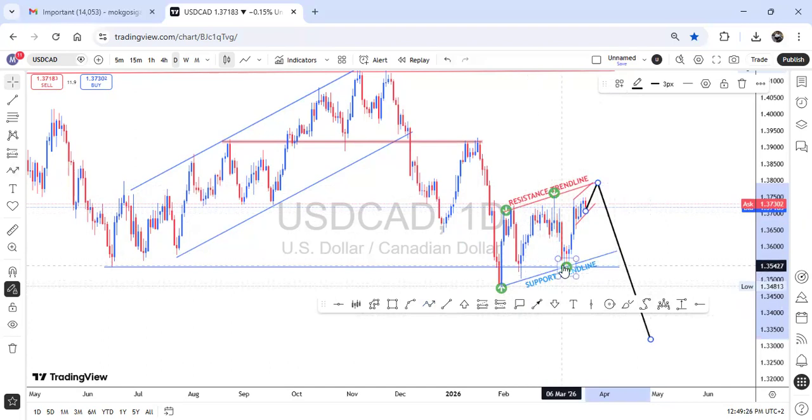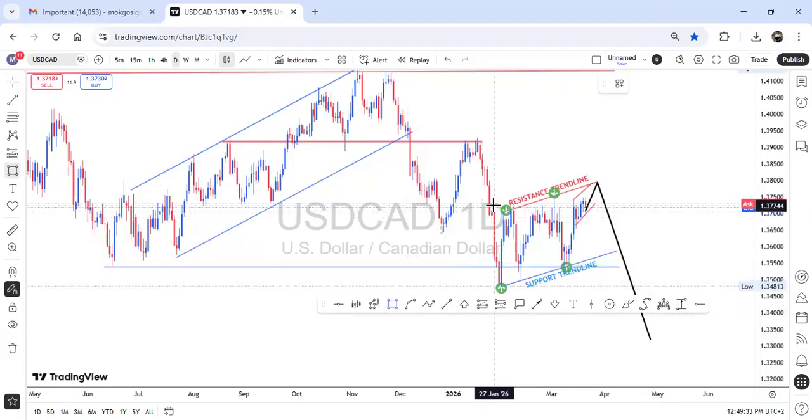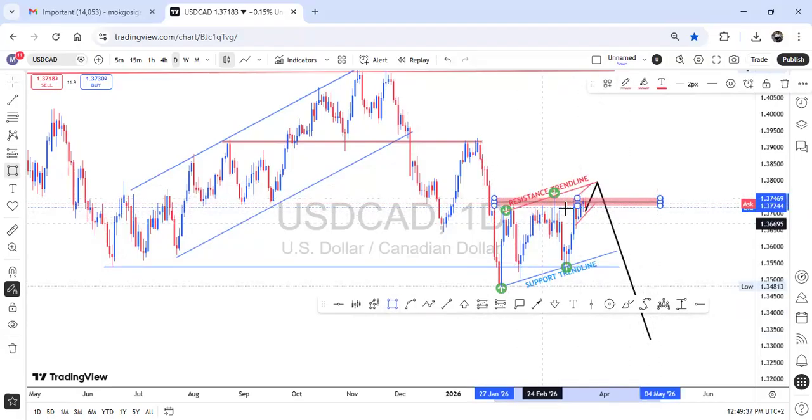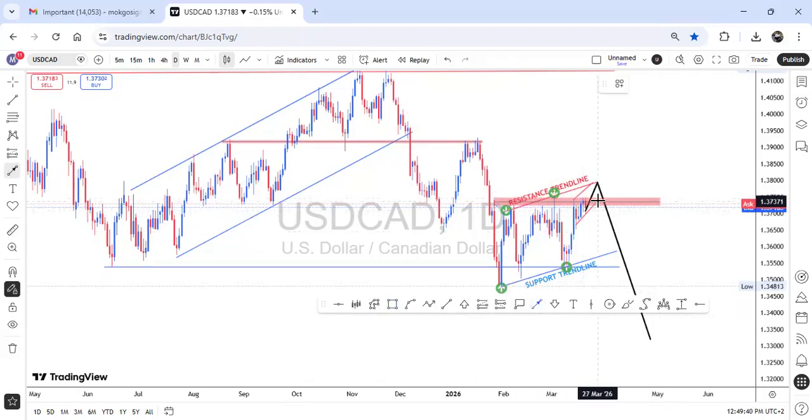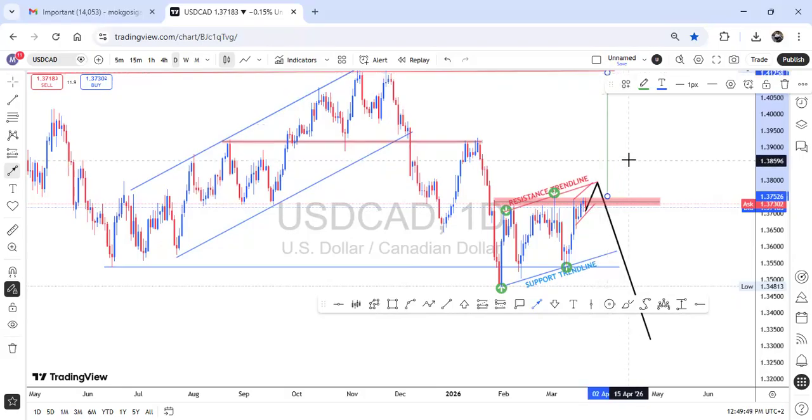This is a continuation pattern. If the market itself comes back to this level and breaks it, what will we be expecting? The price to shoot, to where? To our resistance. This is going to be our target. But once the market fails to break that level, we'll be expecting the price to shoot to the downside.